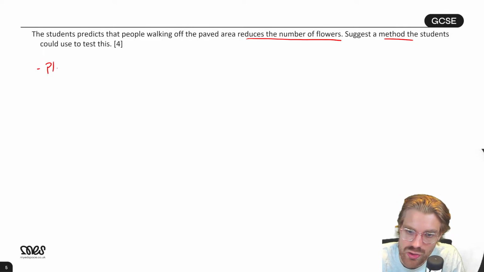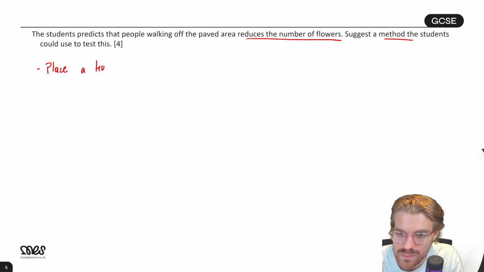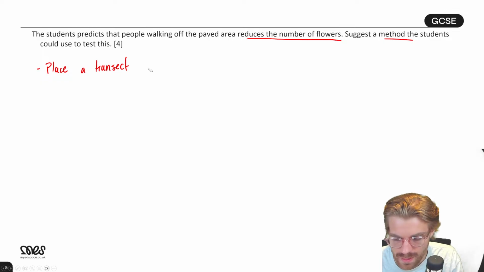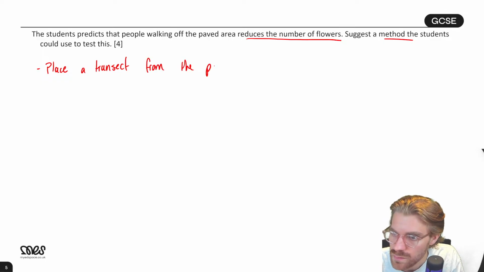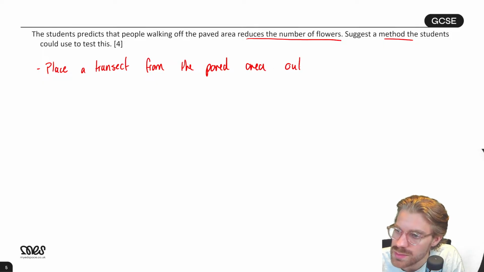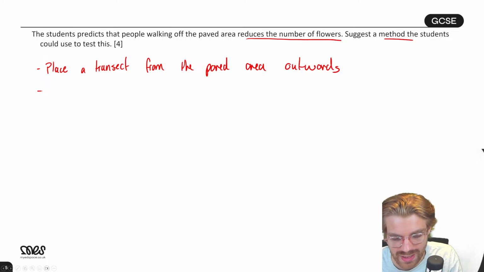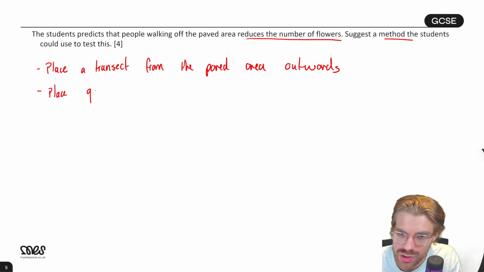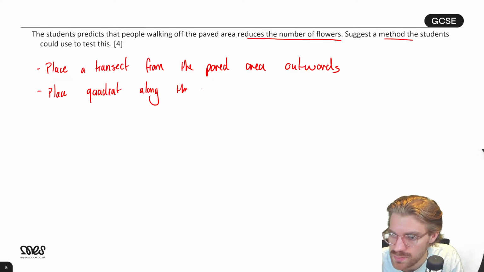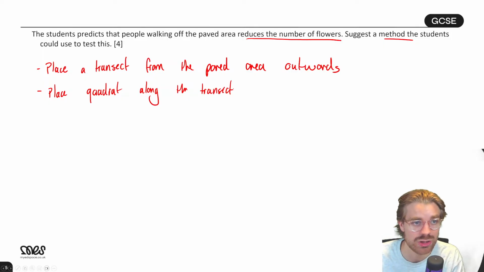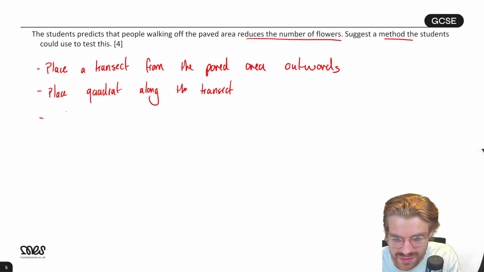So what we're going to do is place a transect from the paved area outwards. And that transect is just the line through the ecosystem. And then once we've placed the transect, I can then place my quadrat along that transect. And by placing it along the transect, then at each point, I can then count the number of daisies.